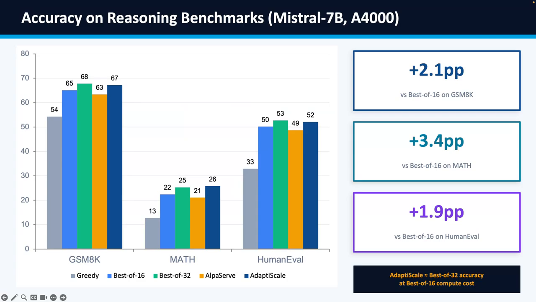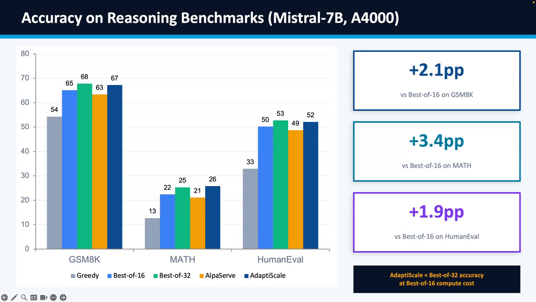Now let's look at the accuracy results. The bar chart shows the five systems evaluated on GSM8K, Math, and HumanEval using Mistral 7B on a single NVIDIA A100 GPU. Greedy decoding, shown in gray, is the baseline at 50 to 54.3% on GSM8K, followed by static best of 16 and DGs.